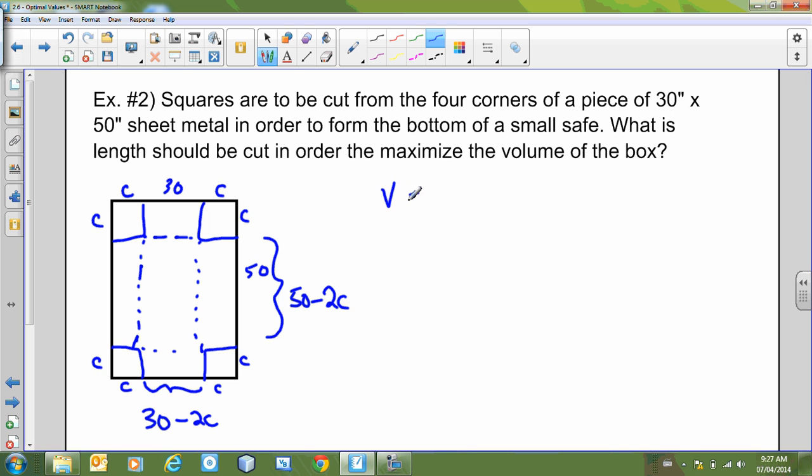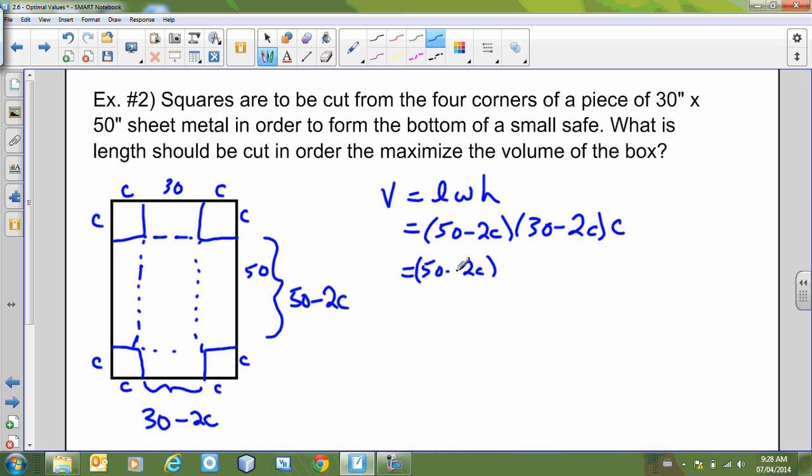So my volume will be length times width times height. Count the length as whichever one you want. I'll go 50 minus 2C, simply because that's the orientation I used for the last example as well. This is 30 minus that same 2C, and the height is C. And now we're going to multiply this out and take the derivative. I think that I would rather just multiply the C in here first. Not that it matters, of course. If you're multiplying three numbers, you can multiply them in any order.